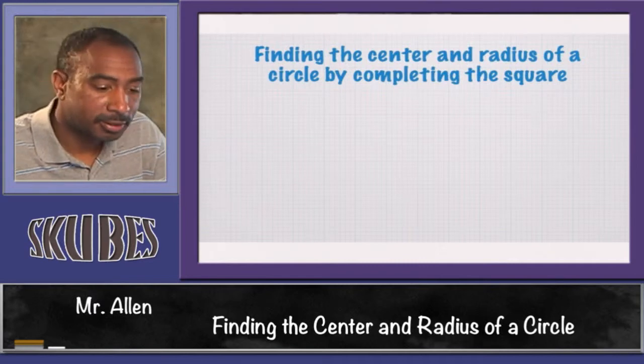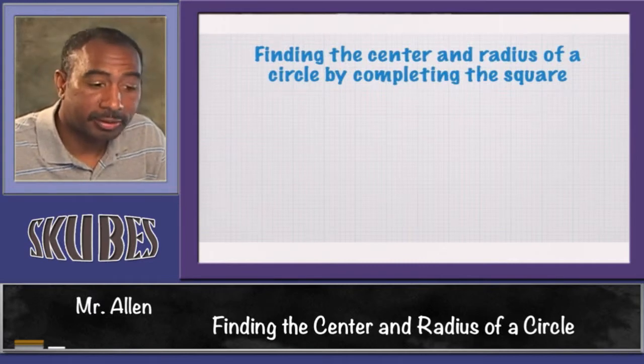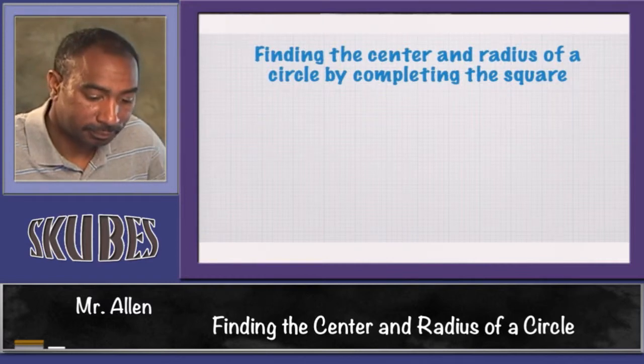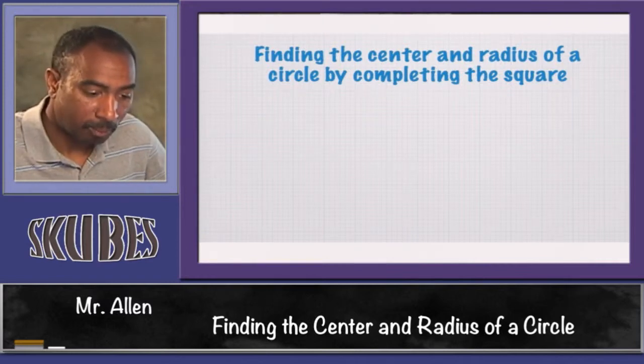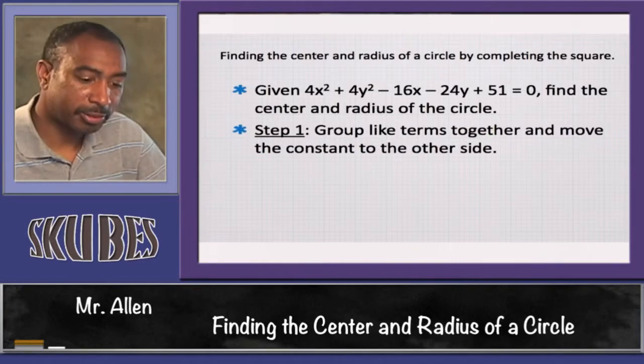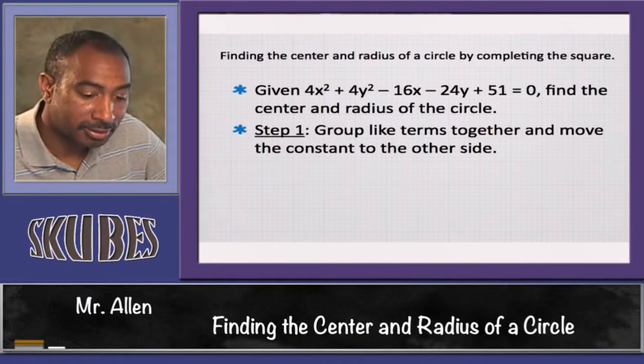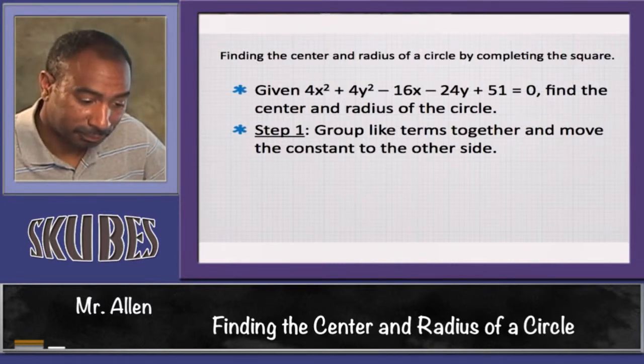All right, today's lesson is finding the center and radius of a circle by completing the square. Let's say we're given this equation: 4x squared plus 4y squared minus 16x minus 24y plus 51 equals 0. Find the center and radius of the circle.